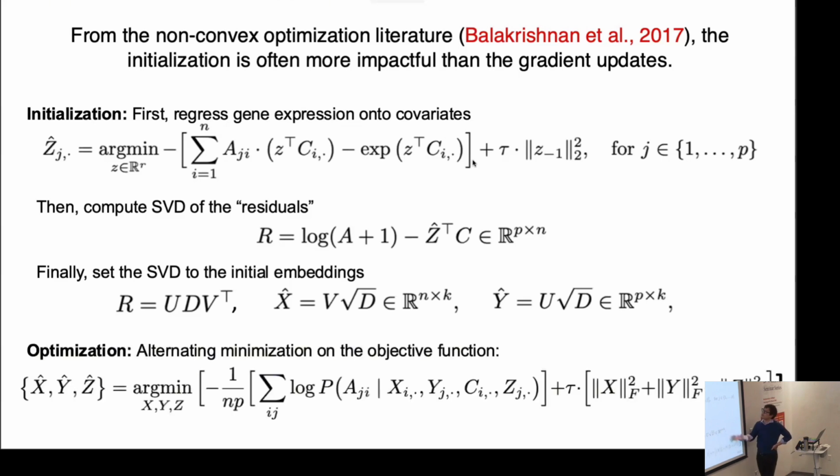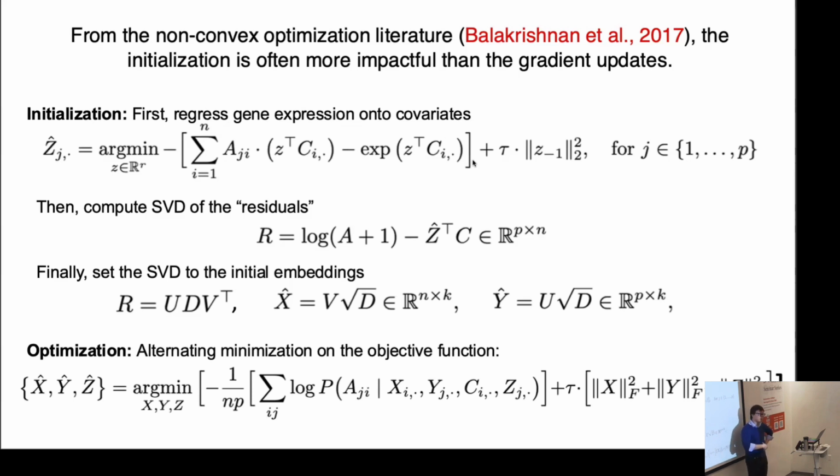Then, as I said before, in this literature it seems like the initialization matters a lot more than how you update, and so the updating is not going to be that fancy. It's just going to be an alternating minimization. Now that I've initialized, I'm just going to do an alternating gradient descent. I'm going to either optimize the cell embeddings or optimize the gene embeddings and just alternate between these two.